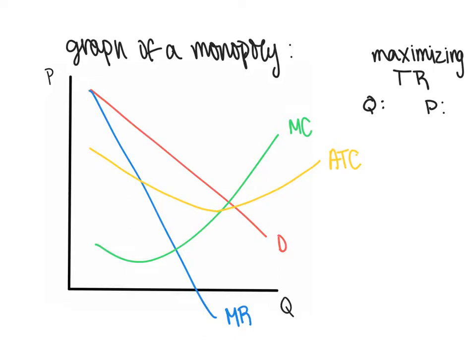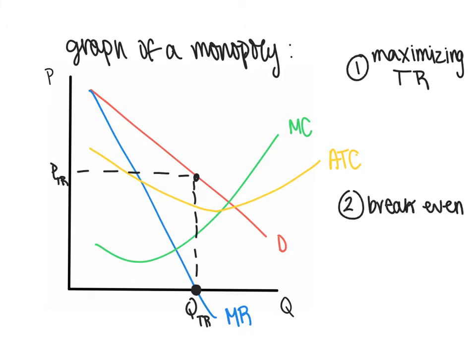Okay, so to find the price and quantity where total revenue is maximized, you're going to find where MR is equal to 0. And that's going to be your total revenue maximizing quantity. And you're going to dot up to the demand curve and then dot to the left to the price, and that's going to be your total revenue maximizing price.